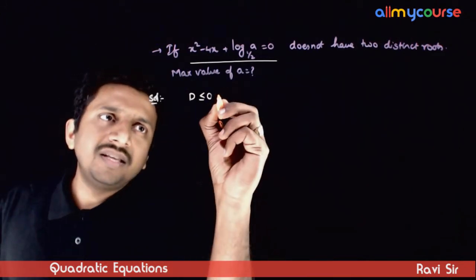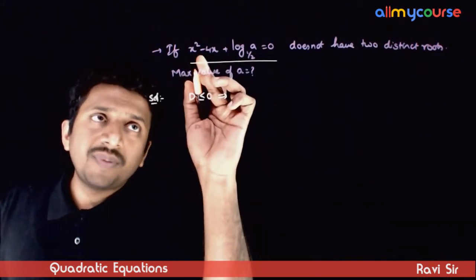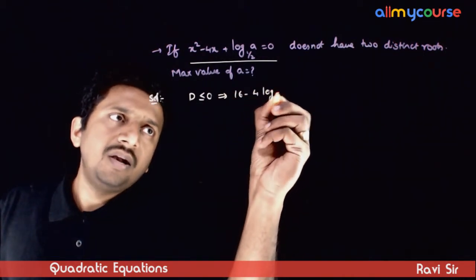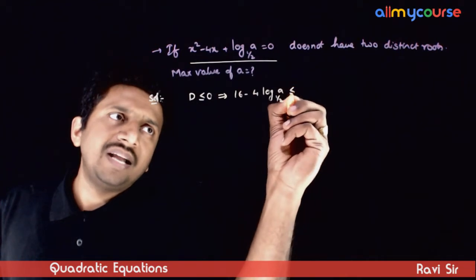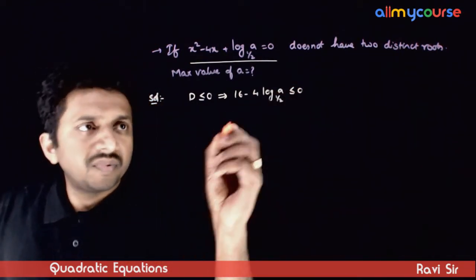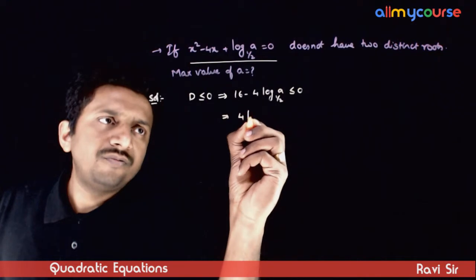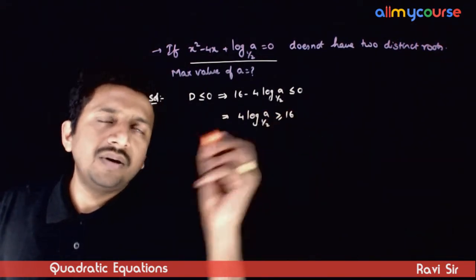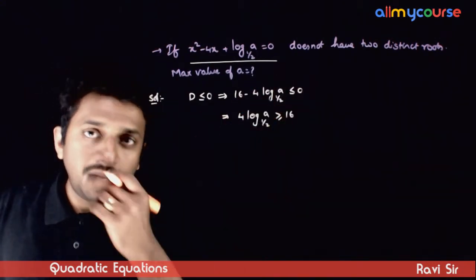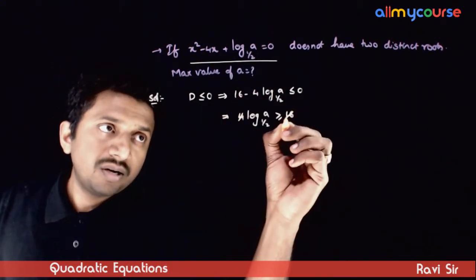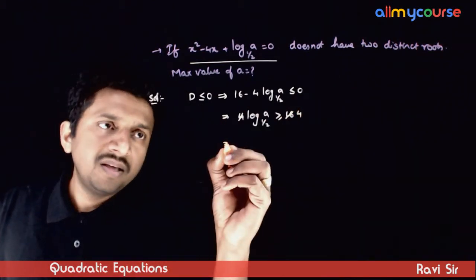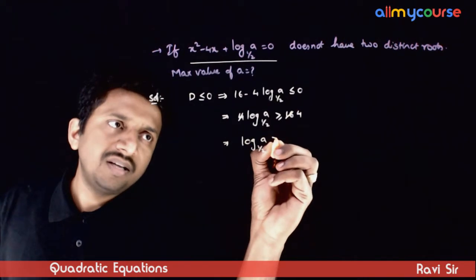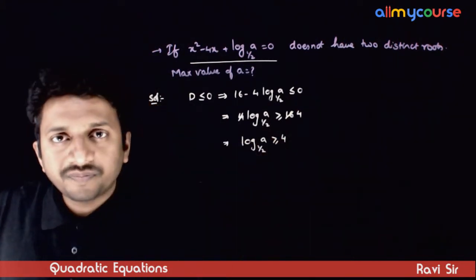And this means the discriminant, b square minus 4ac, 16 minus 4 times log a to the base half, is less than or equal to 0. This implies 4 log a to the base half is greater than or equal to 16. So this 4 gets cancelled with 4. This implies log a to the base half is greater than or equal to 4.